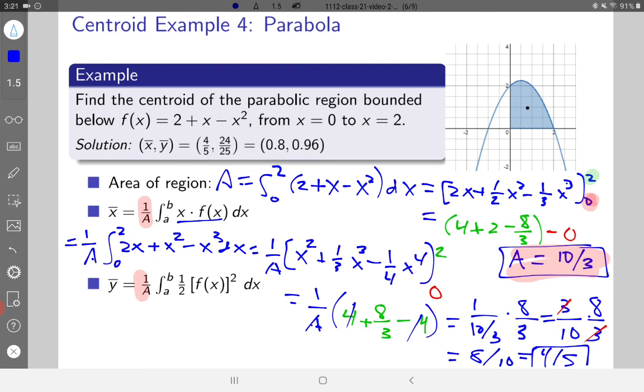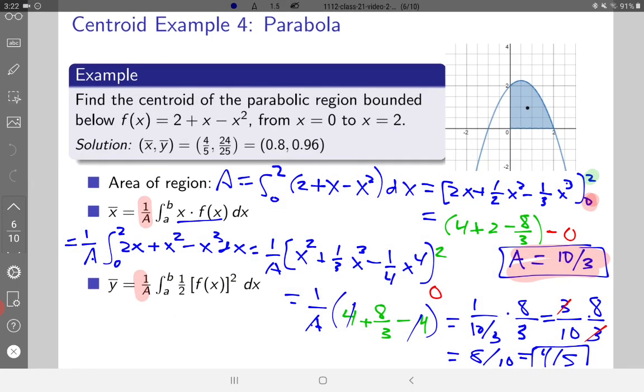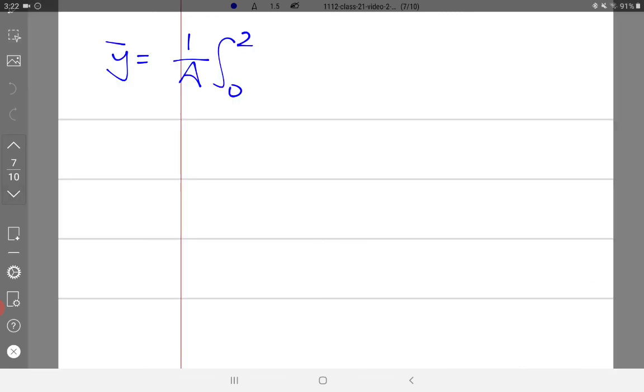I'm going to open up a new page to make sure we have enough space to do the y-coordinate calculation. Now let's see. The y-coordinate is 1 over a, the integral from 0 to 2. Again, I know this is a y-coordinate calculation, but this is still an integral with respect to dx. So I'm going to write everything in terms of x. I have 1/2 of, and then here's f itself. I'm going to have all of that squared.